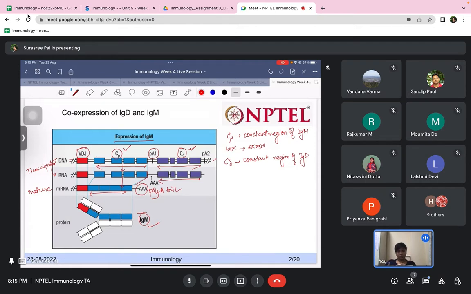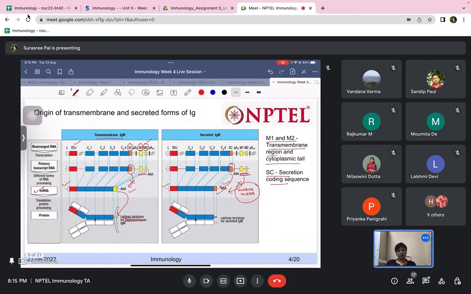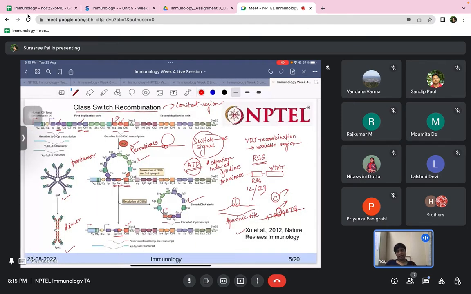Later on, during the course of infection, other types of antibodies will also be produced to deal with the antigen in a much better way, so as to improve the effector function. These are IgA, IgE or IgG, and the mostly produced antibody is IgG. Immunoglobulin G is the mostly produced antibody, and this happens by class switch recombination.